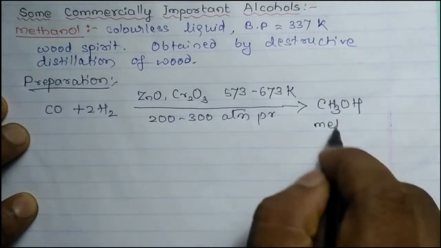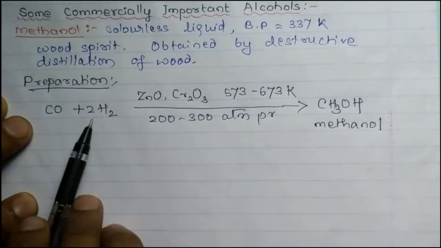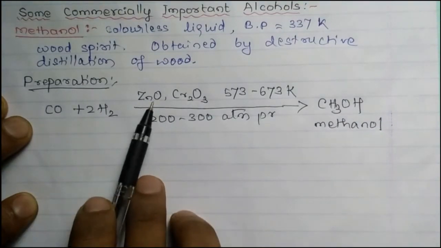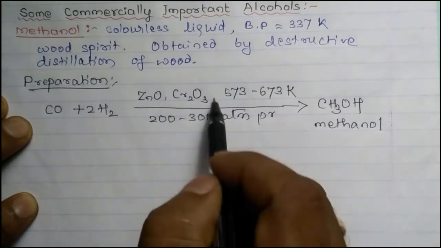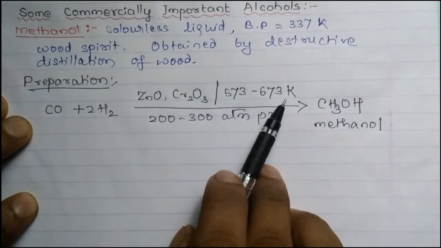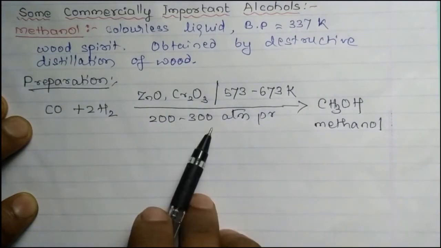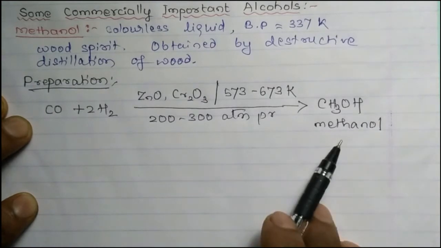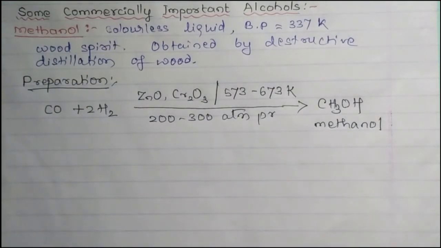This is also called methanol. Carbon monoxide is mixed with hydrogen in the presence of zinc oxide catalyst, Cr2O3 as a promoter, at temperature 573 to 673 Kelvin, under pressure 200 to 300 atmosphere. You are going to get methyl alcohol. This is the preparation of methyl alcohol starting from carbon monoxide as well as hydrogen.